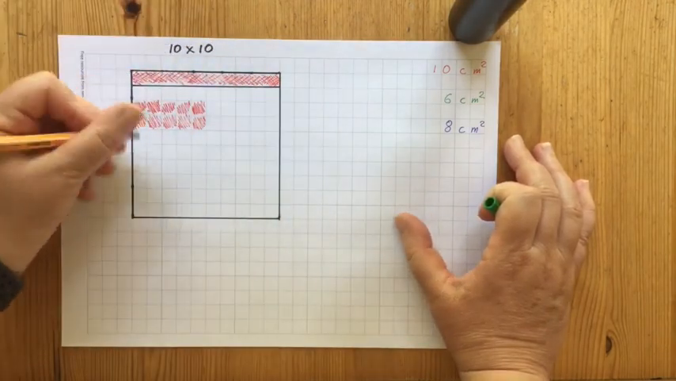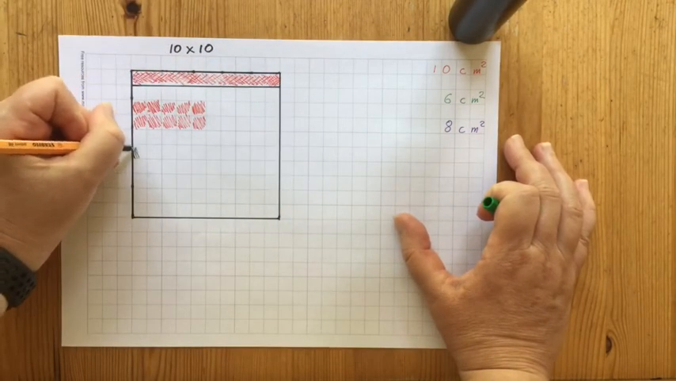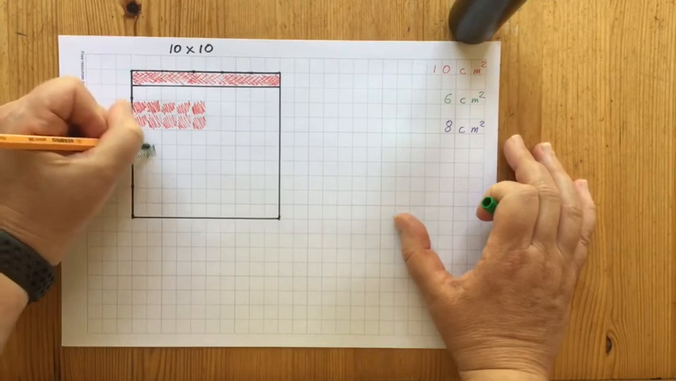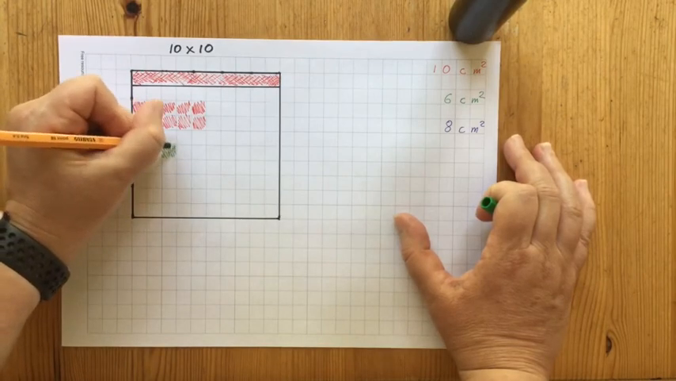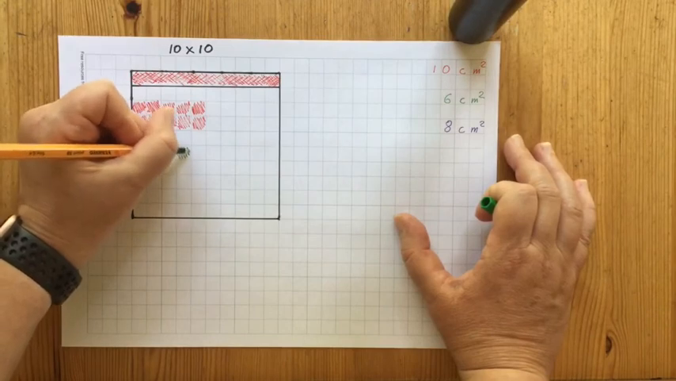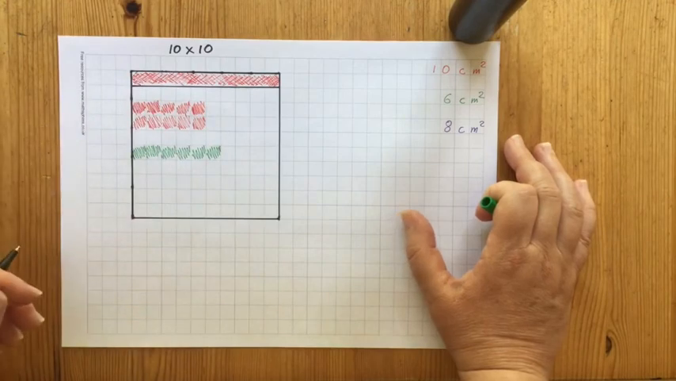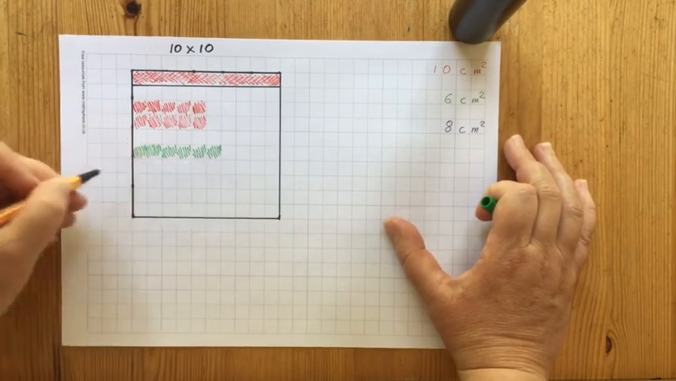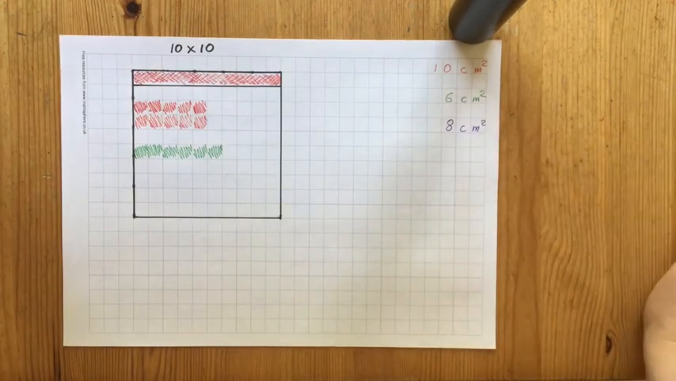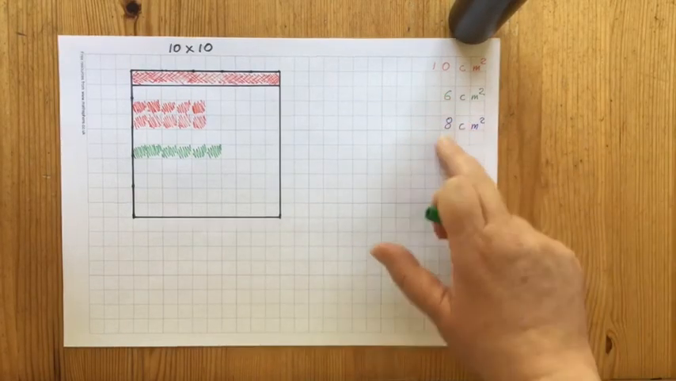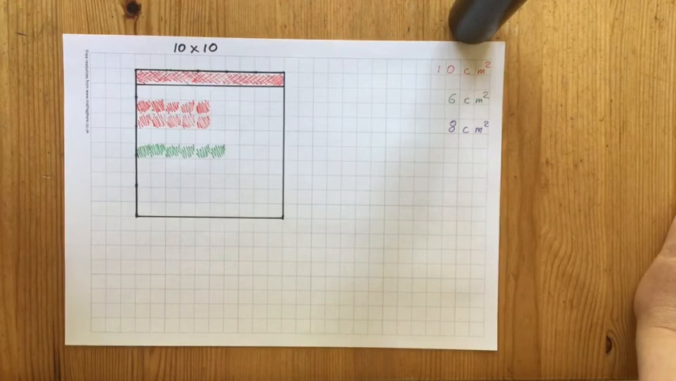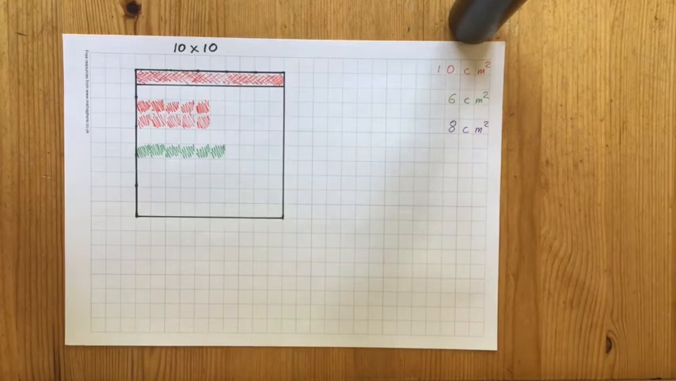Again, a simple way would be to draw 6 squares, or colour them in rather. 1, 2, 3, 4, 5, 6. So all the green area here is 6 square centimeters. Is there another way? Once you've done the 6 square centimeters, try it with 8. Try to see how many different shapes you can produce by doing that.